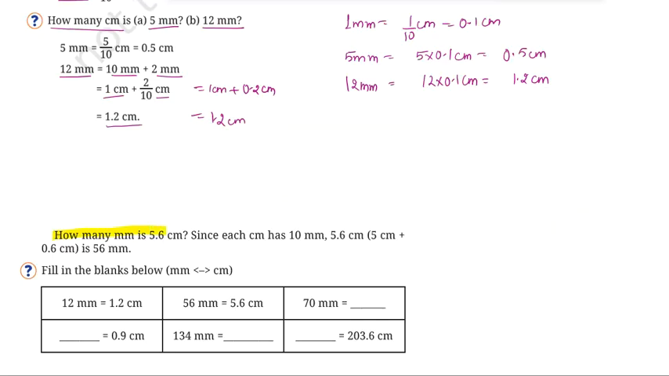How many millimeters is 5.6 centimeters? Again, we have to do it in the same way, since each centimeter has 10 millimeters. So 5.6 centimeters will be 5 centimeters plus 0.6 centimeters, which is 56 millimeters. You can do this directly as well. As you know that 1 centimeter is equal to 10 millimeters, 5.6 centimeters will be equal to 5.6 multiplied by 10 millimeters, and your answer would be 56 millimeters.